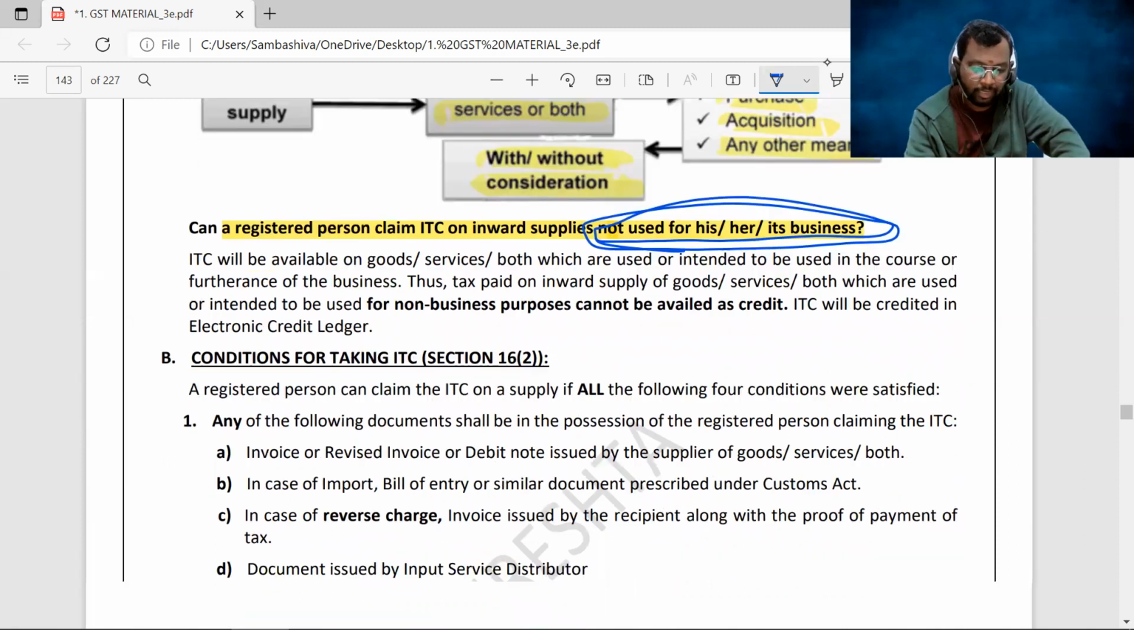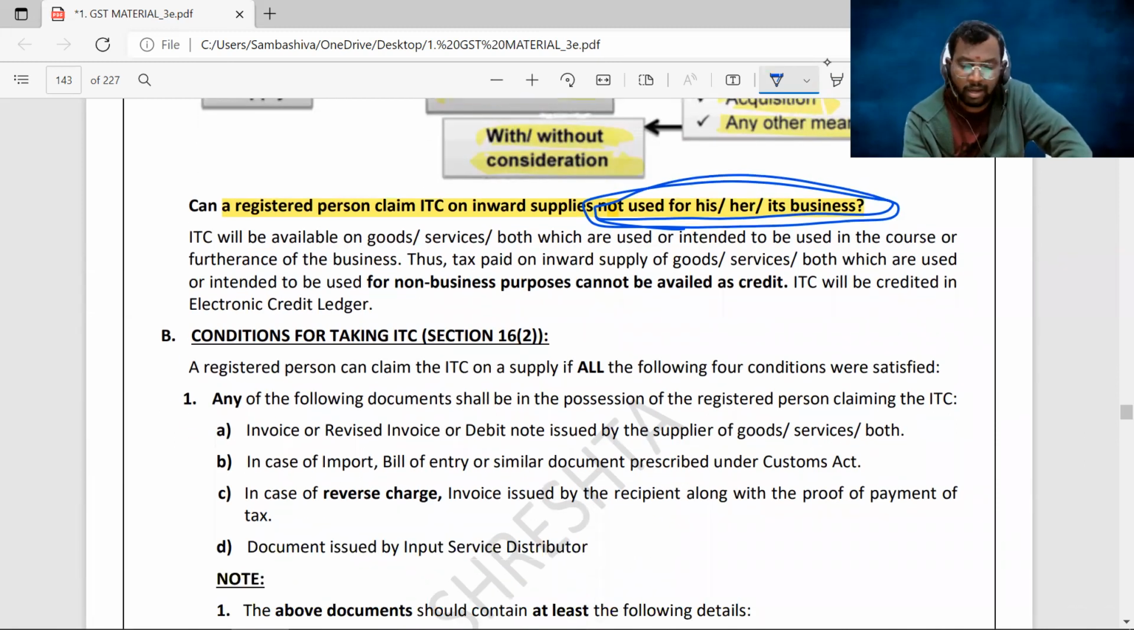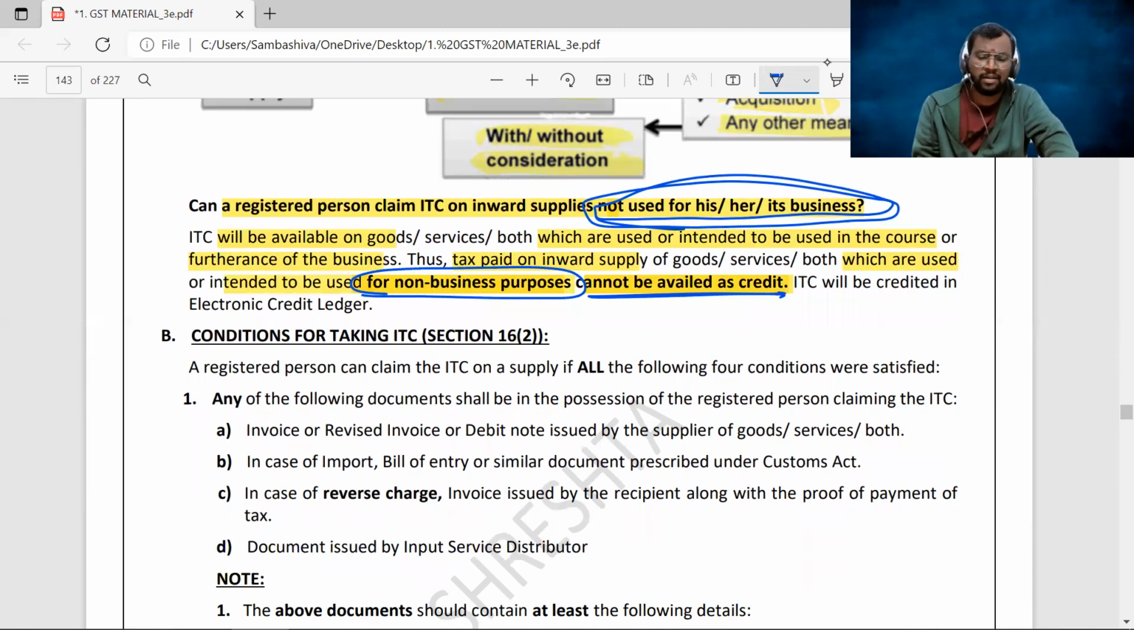Input tax credit will be available on goods or services or both which are used or intended to be used in the course or furtherance of the business. Thus, tax paid on inward supply of goods or services or both which are used or intended to be used for non-business purposes cannot be availed as credit. Input tax credit will be credited in the electronic credit ledger. That's common.